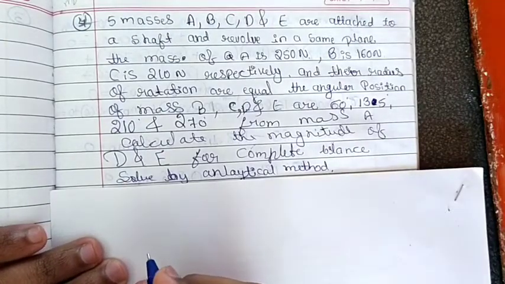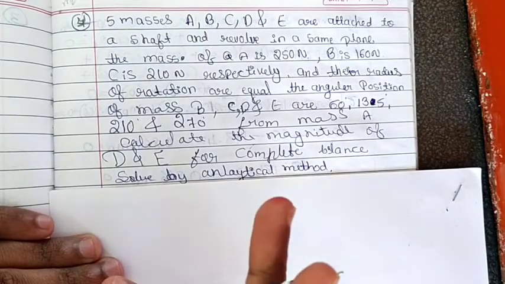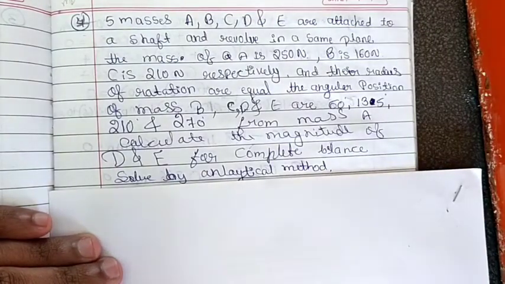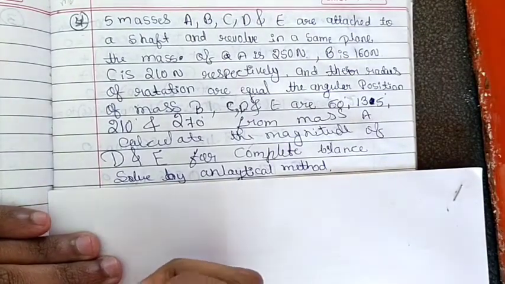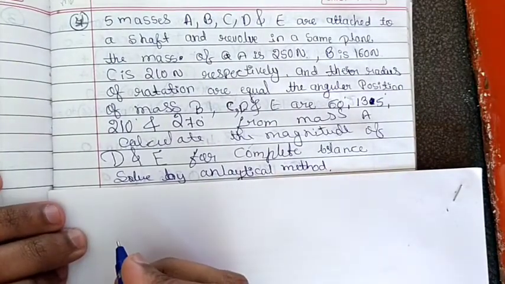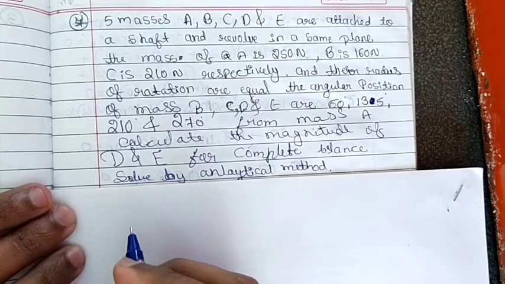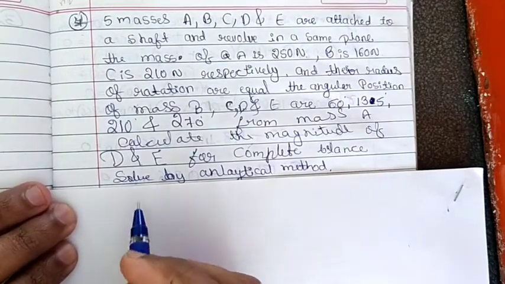Students, we'll start with the next type of problems on balancing. So we have solved problems when there are four masses revolving in the same plane. Today we'll take when five masses are given, how to solve the problem. We'll read out the problem statement, then we'll start solving the problem.